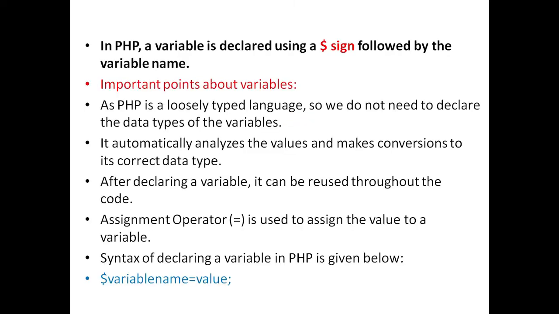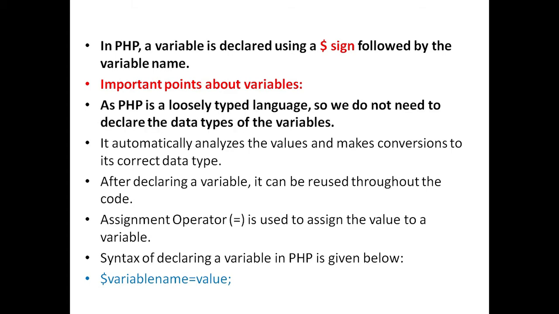Here we will see variables in PHP. In PHP, a variable is declared using the $ sign followed by the variable name. Some important points about variables are: PHP is a loosely typed language, so we do not need to declare the data types of the variable. It automatically analyzes the value and converts it to its correct data type.